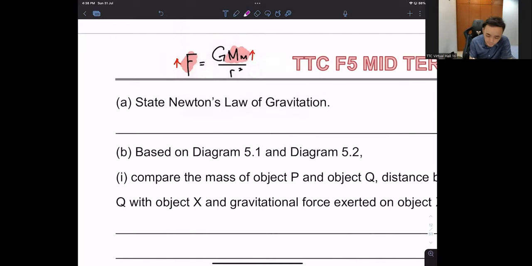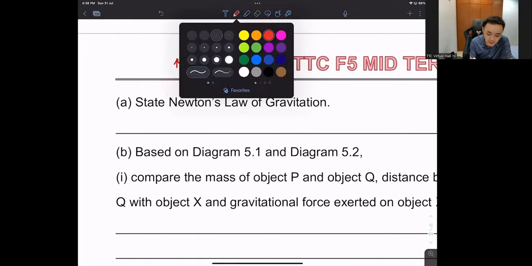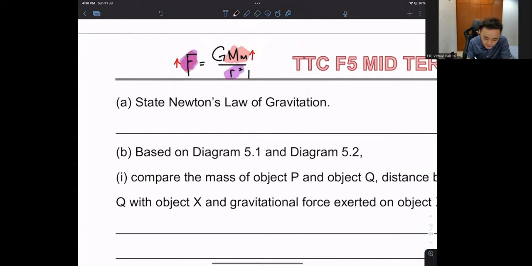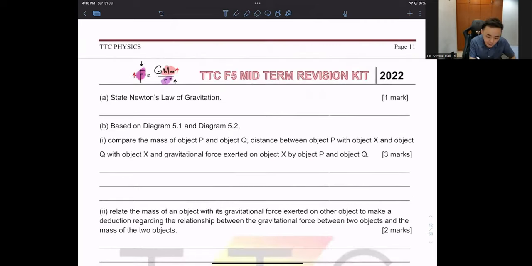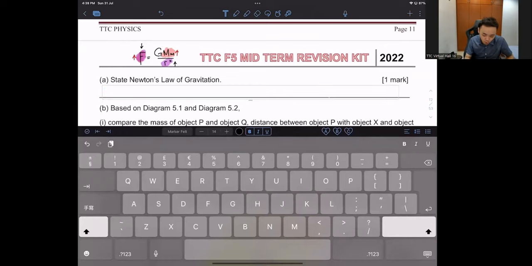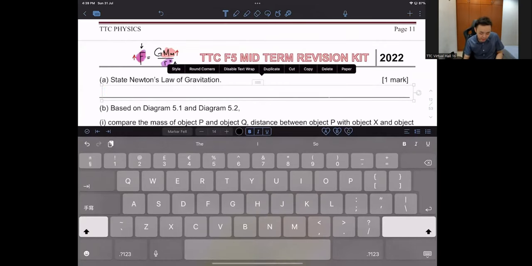At the same time, what about r squared and F? What is the relationship between them? When r squared increases, the force decreases. What do you call this? Inversely proportional. When you convert this into a definition, it's simple. What does the law of gravitation say? The F stands for what, by the way? Force, not good enough. What kind of force? GMM over r squared calculates what force? Yes, gravitational force.